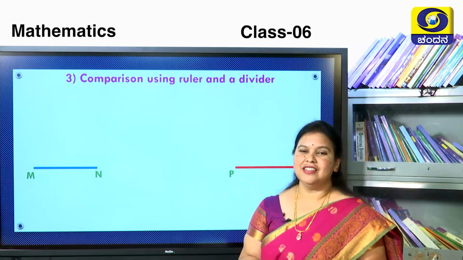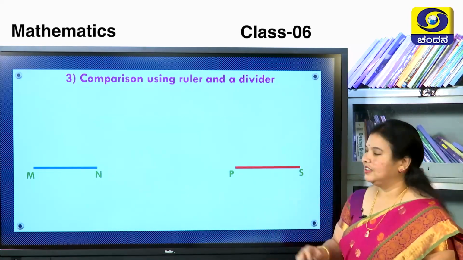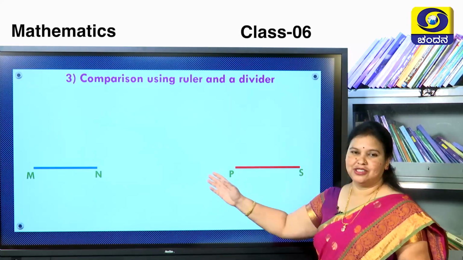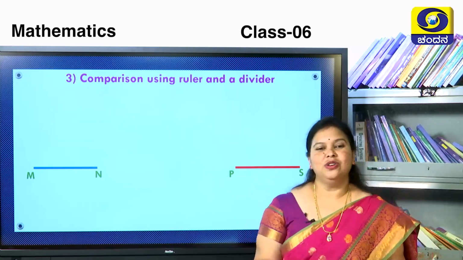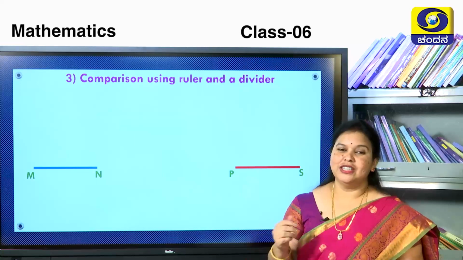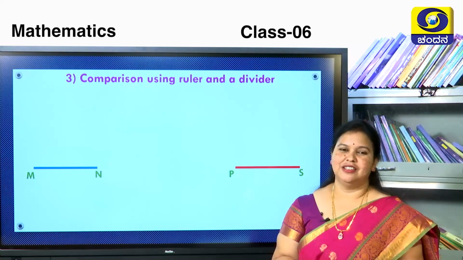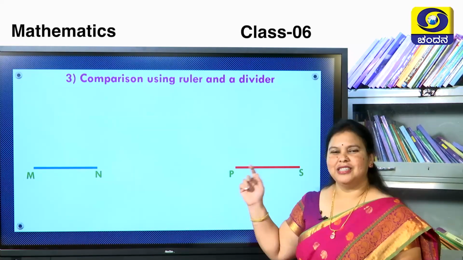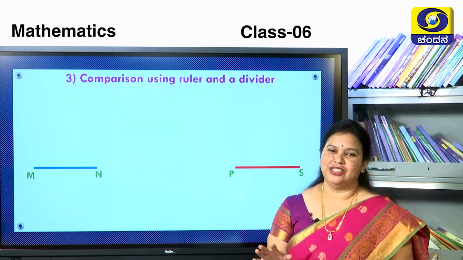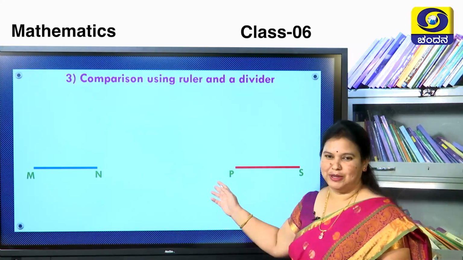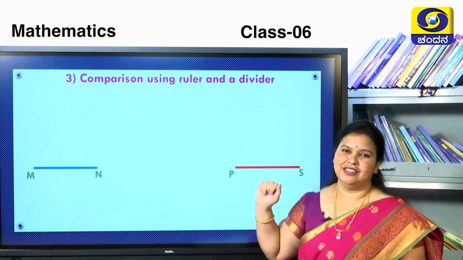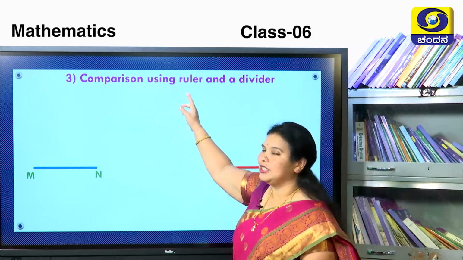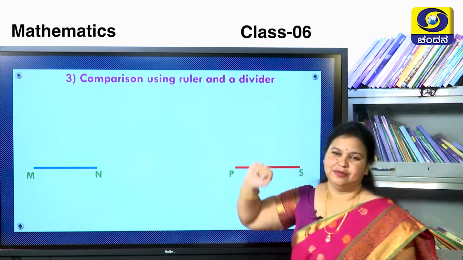Yes, first method is observation. But it is not clear from observation because these two are almost equal. So, we will go to the second method. What is the second method? Yes, by tracing. But I already told you it is hectic to trace every time we want to compare. So, the third method is the best method, that is comparison using ruler and a divider.